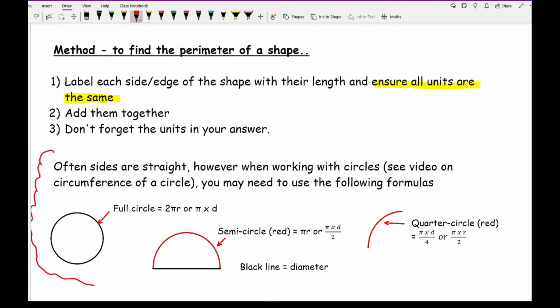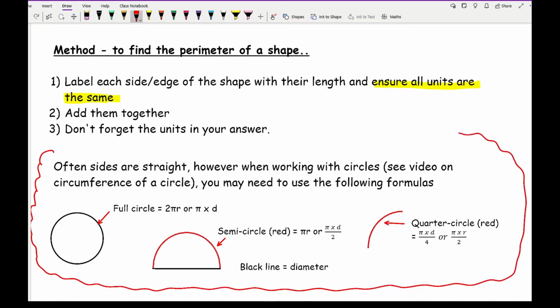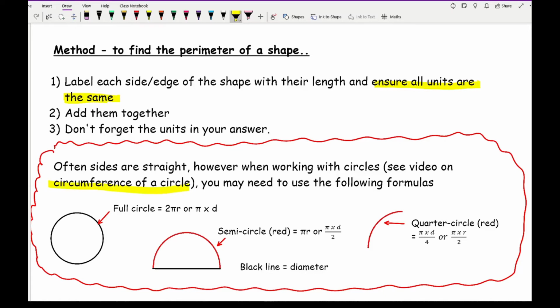Now if you've got a full circle, you are going to need to know either the diameter of the circle or the radius. And again, if you have absolutely no idea, then I certainly would recommend that you watch my video on circumference of a circle. If you're going to work out a full circle, then there are 2 formulas you can use. You can either use 2 times pi times r if you're given the radius, or you can use pi times the diameter if you're given the diameter.